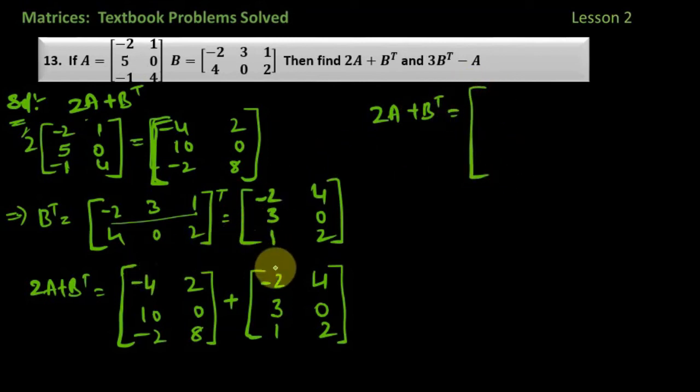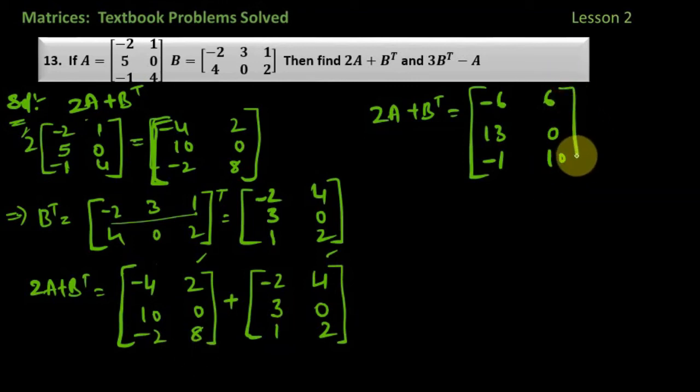Minus 4 plus minus 2 is total minus 6. Both have negative signs. In addition, we should add these two and we should keep the sign negative only. Right? Similarly, 2 plus 4 is plus 6. Here 10 plus 3 is 13. Here 0 plus 0 is 0. And minus 2 plus 1 is minus 1. Here 8 plus 2 is 10. So this is my final answer.